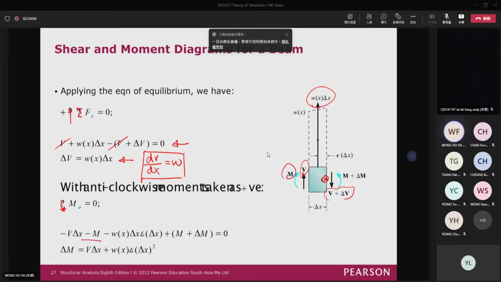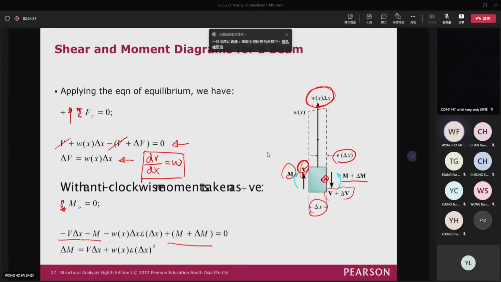Actually, it is in a clockwise sense. And then for M plus delta M, actually, it is in counterclockwise sense. And then this shear here, times delta X, is equal to a clockwise moment, so it is a negative value. And don't forget this applied load, Wx times delta X, with a moment arm equal to epsilon delta X.